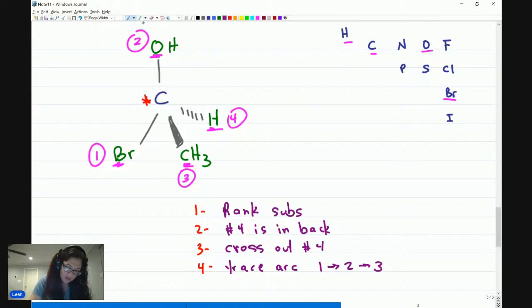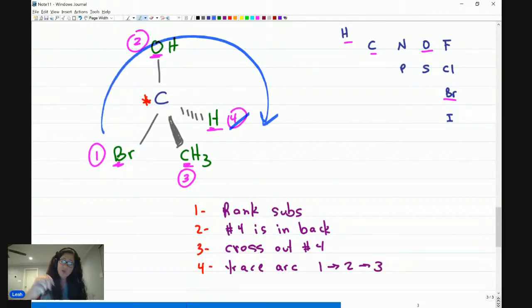I like to look at the top of the arc. Different people will show it in a different way. If we cross out number 4 and trace an arc from 1 to 2 to 3, notice that the top of the arc in this case is going clockwise or to the right. If the top of the arc goes clockwise, that is R. If it goes not clockwise, it is not R. That's how I think of it. So it's R or not R, and the not R happens to be S.